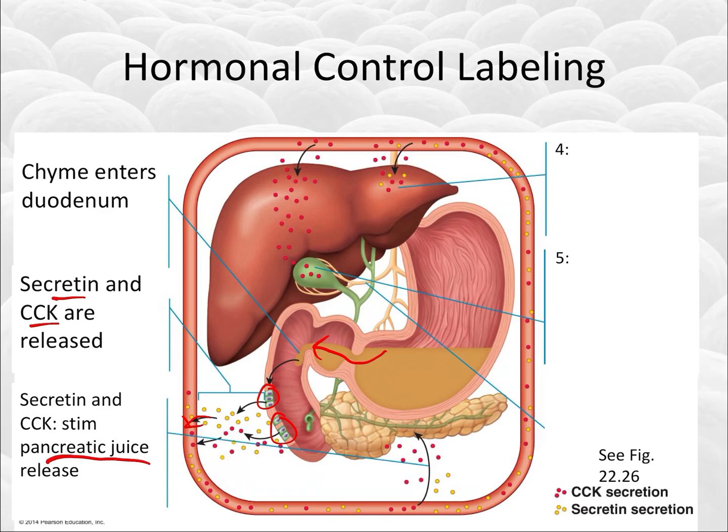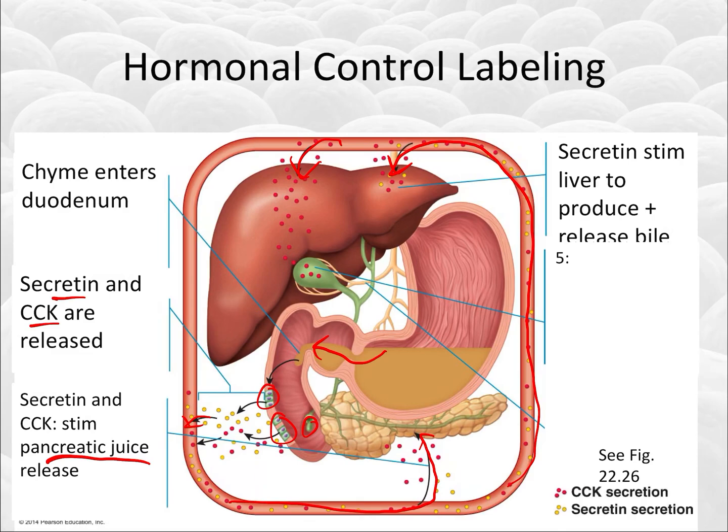Okay, and then number 4, we see those hormones make their way up here. Some of them go right to the pancreas and cause that pancreas to release the pancreatic juice. We see it right there. Okay, and then we see those hormones still up in the blood. Now they're going up to the liver. Right, number 4 is they stimulate, secretin specifically stimulates the liver to produce and release bile.